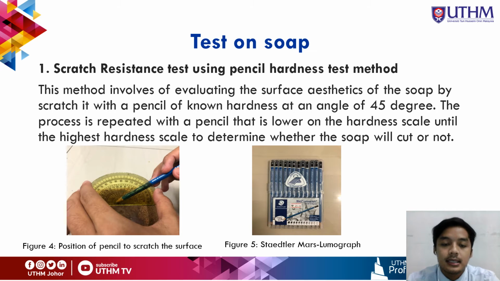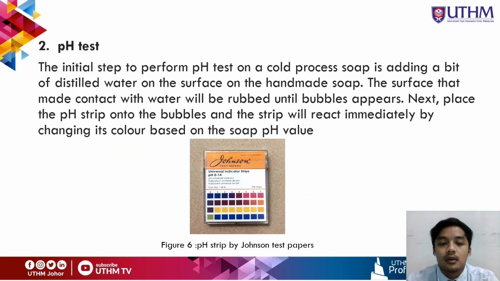Okay, so basically the scale is from 8B to 6H, where 8B is the softest and 6H is the hardest. This is the figure of the position of the pencil when we scratch the surface of the soap. The next figure shows an example of the pencil that we use from the Staedtler Mars Lumograph.